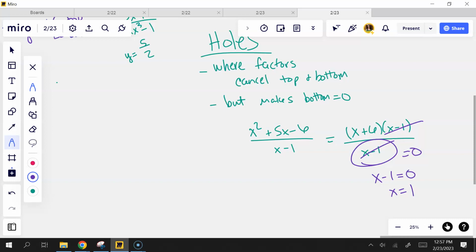Where they both cancel. So it's a hole at 1. I would be going along and then I go, oh, wait, I have a hole. That's literally what a hole looks like.